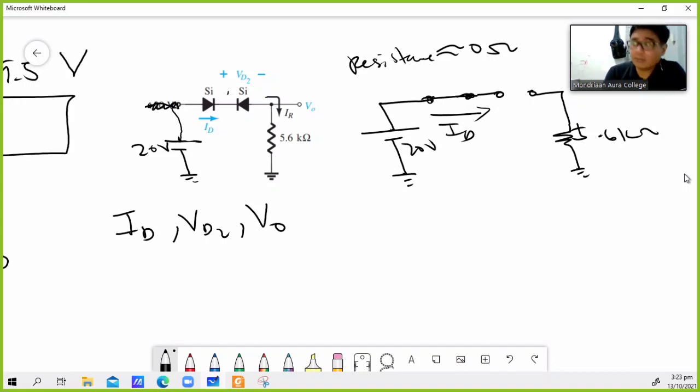May daanan ba ng kuryente? Wala. Therefore, I sub D is equal to 0 milliamperes. So, it's customary to write milliamperes na yun. Okay, next, V sub D2.